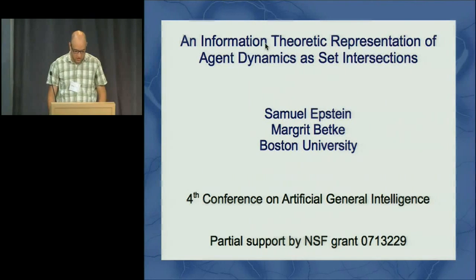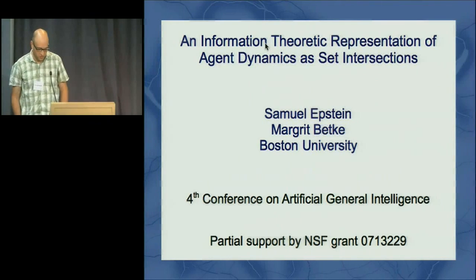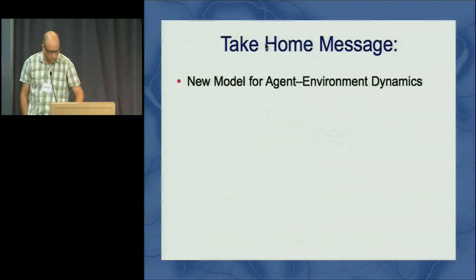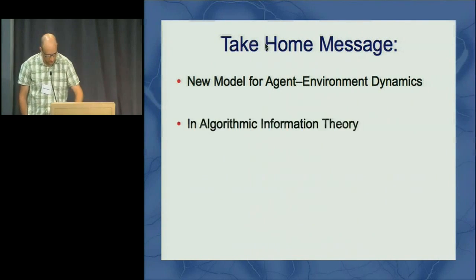This is my talk on information theoretic representations of agent dynamics as set intersections. It's kind of a long title, but I will be very concise in my definitions. I'm based out of Boston University, and we have funding from an NSF grant. The take-home message I want everybody to know is that this is a new model for agent environment dynamics. And by new model, I mean pretty much a new proof system.